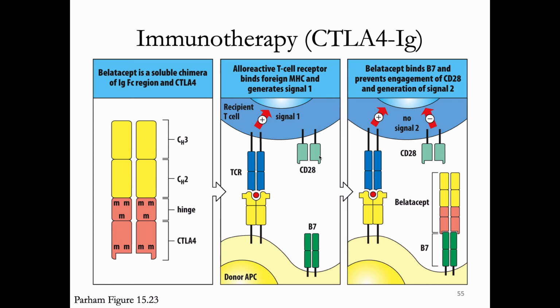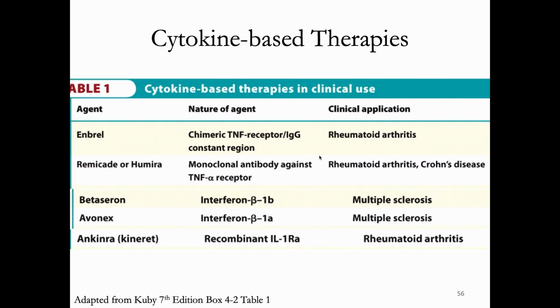But the other really big thing that people are doing are the cytokine-based therapies. And there are tons. This is from your textbook, and I would say that this is a dramatically out of date and not detailed slide. So we have things like Enbrel, Remicade, and Humira, which are all active against TNF-alpha. There's one, Betaseron, that's active against interferon beta. There's one, anakinra, that's active against IL-1.